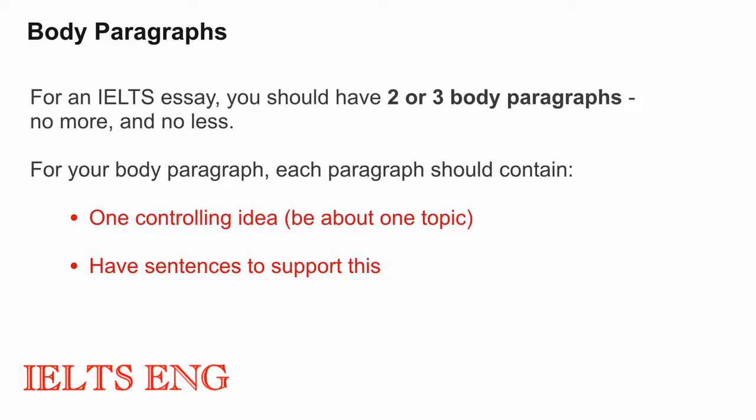Now we'll look at the body paragraphs. So for an IELTS essay, you would normally have 2 to 3 body paragraphs, not more or less than this. Some very good writers who can write a lot of words may end up having more than this. So generally, for most people, it will be 2 or 3 body paragraphs. For your body paragraph, each paragraph should contain one controlling idea. So it'd be about one topic, for example, advantages, or another one about disadvantages, depending on the essay. And have sentences to support the ideas in the main idea of the paragraph.